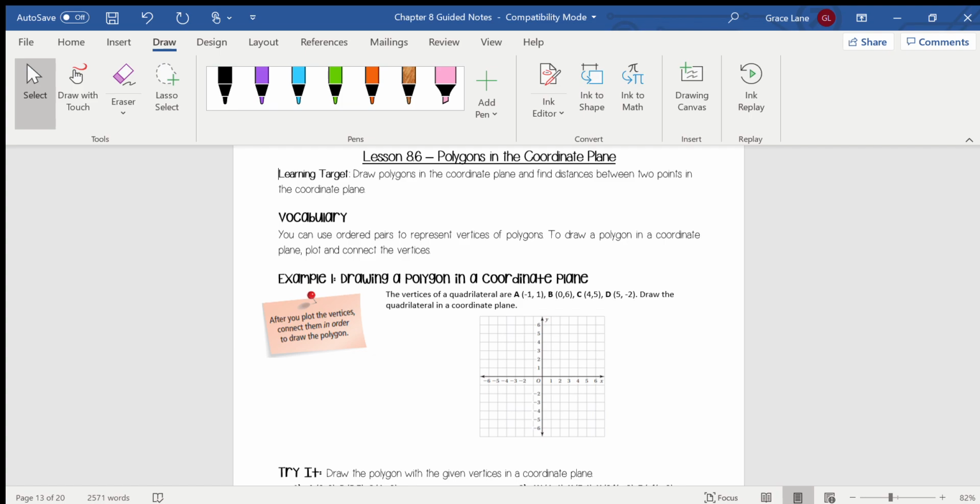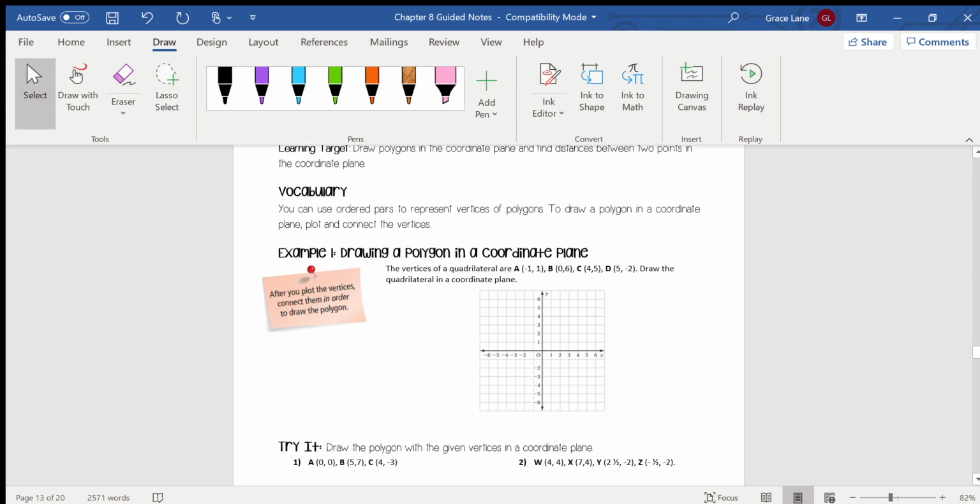We are going to be starting lesson 8.6, which is called Polygons in the Coordinate Plane. Basically, we're just going to be connecting the dots to create different polygons or different shapes. And that can help you find the distance between 2 points. And you can see kind of when you might see this in your actual lives a little bit later.